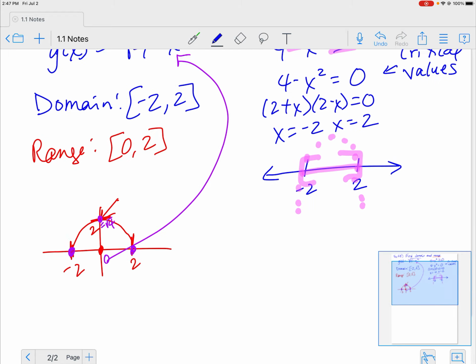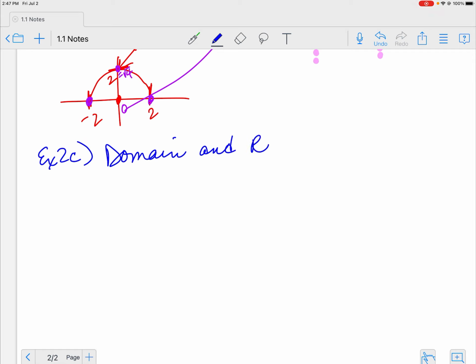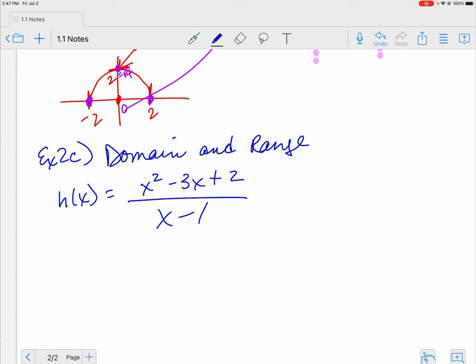Okay, let's do one more. All right, with example 2C here, again, we're finding domain and range. I'm going to have h of x is equal to x squared minus 3x plus 2 over x minus 1. Yes, good. We can't have that 0 in the denominator. Remember, we already talked about one of the pitfalls of domain, and that is one of them.